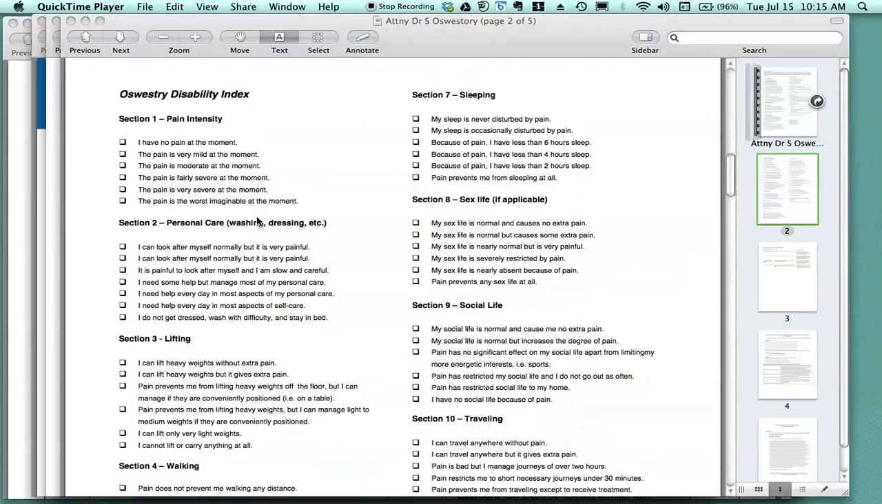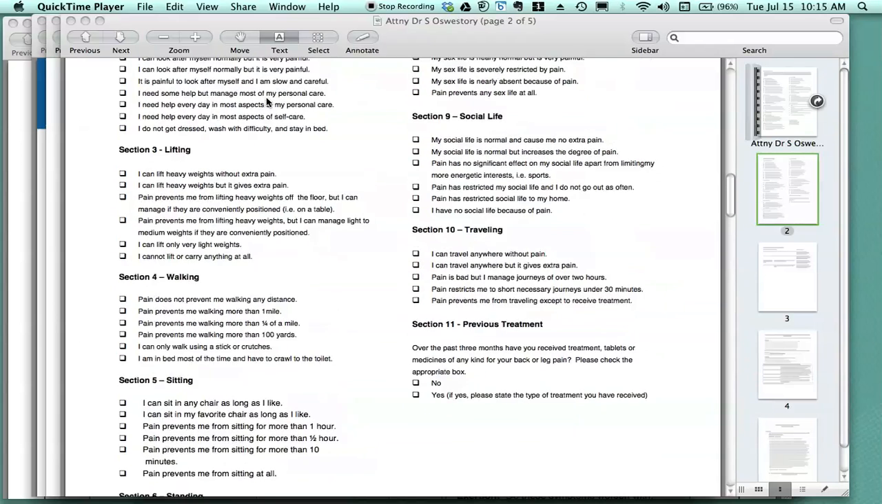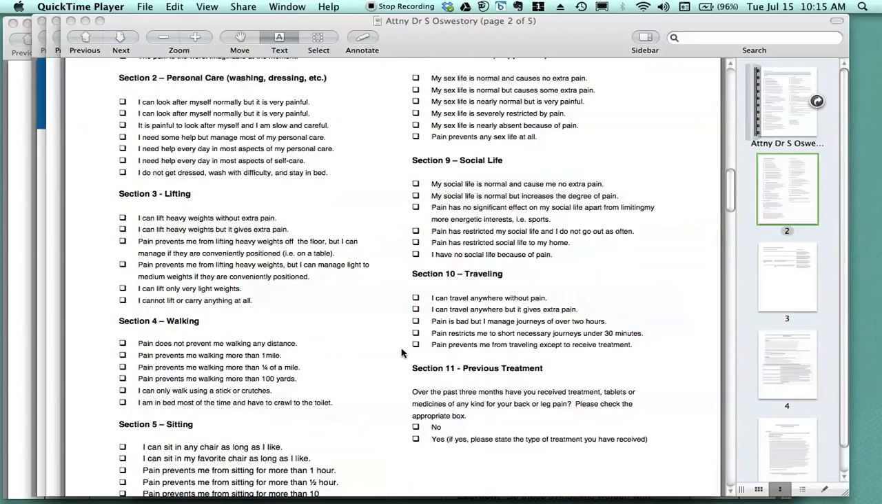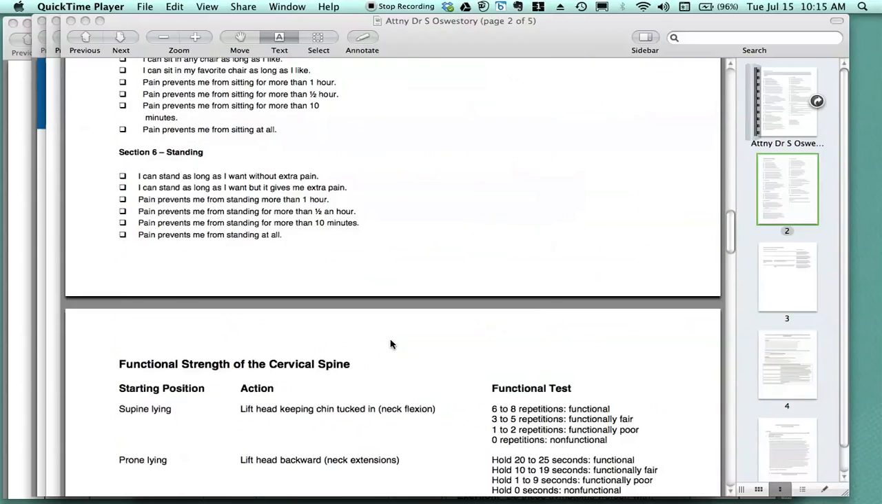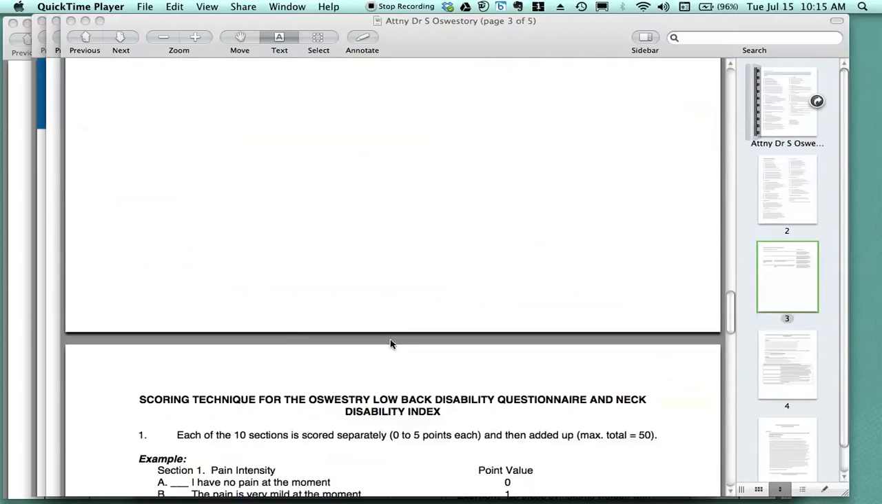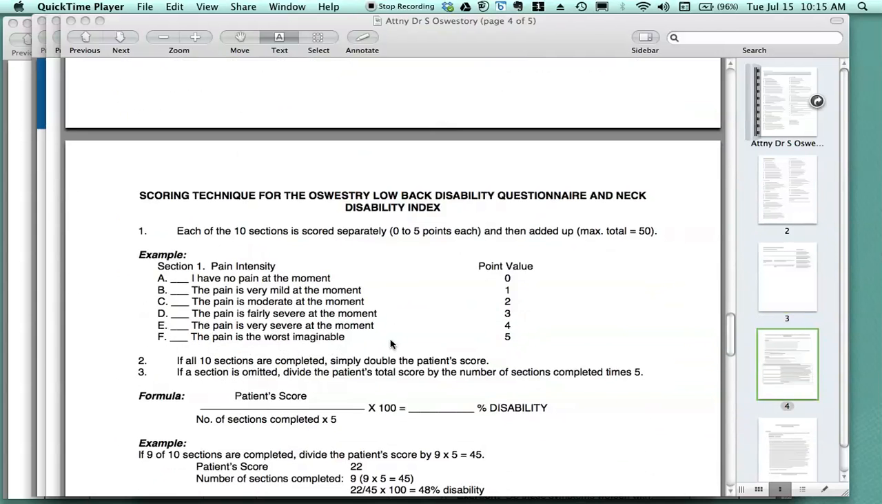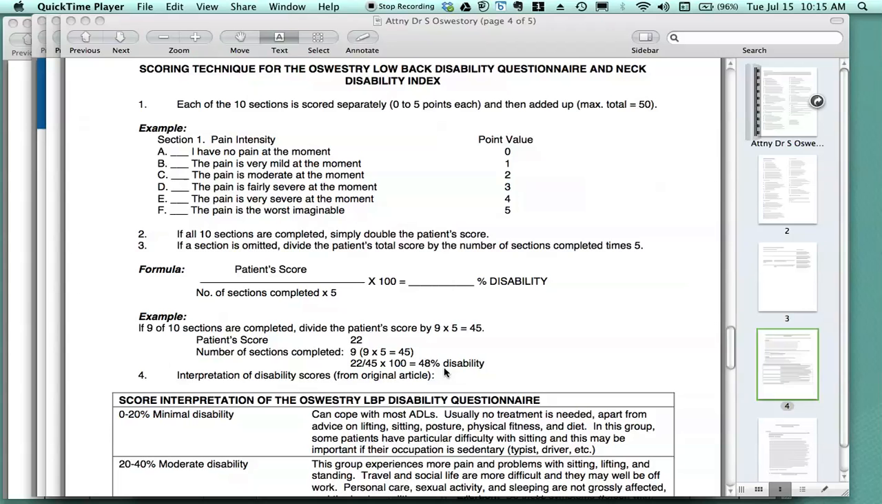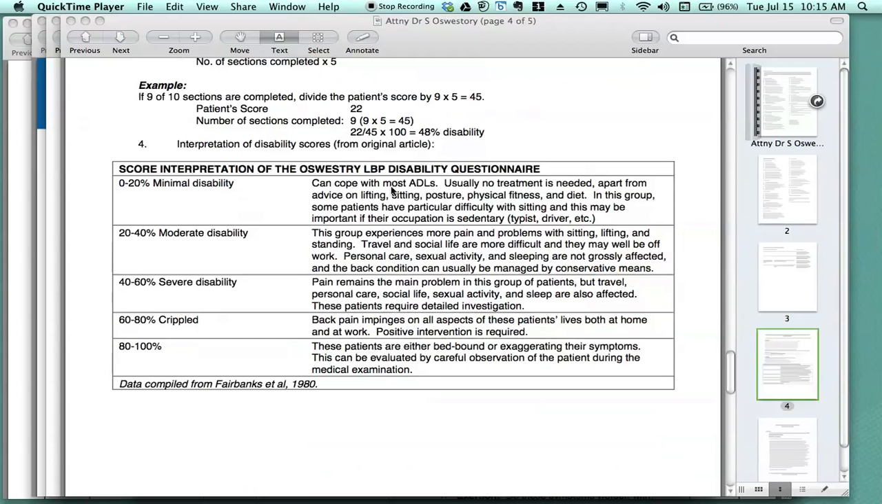For the low back, they're also pain intensity, personal care, lifting, walking, sitting, standing, and over here sleeping, sex life, social life, traveling, etc. So basically their scores are totaled, and you divide the scores by the total amount of points for each category and multiply it by 100, and that gives you a percent disability. And then here's the interpretation. So for instance, moderate disability, severe disability. What this does is allow us to document how this patient's injury has affected their daily life.